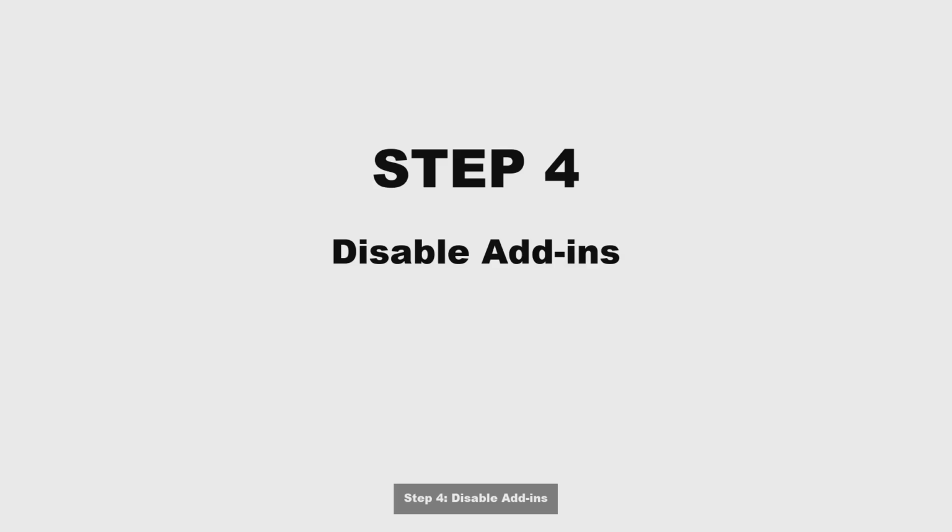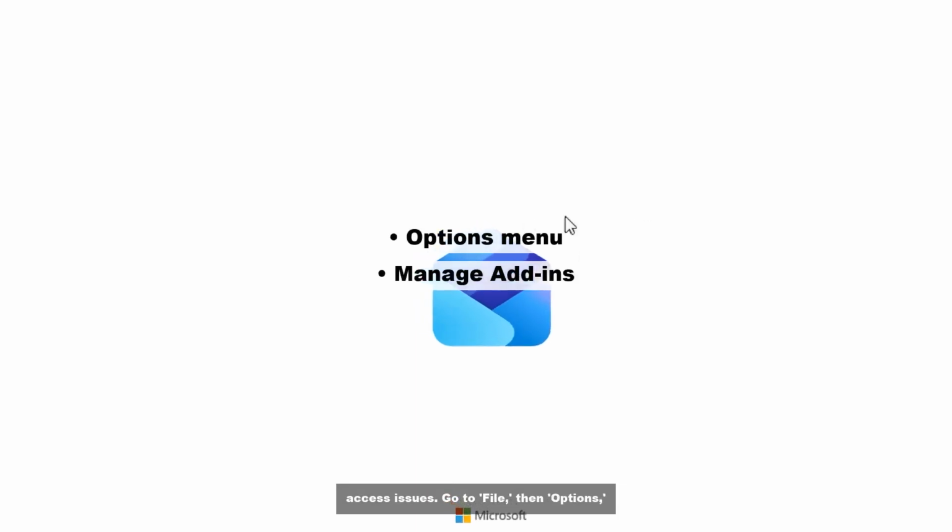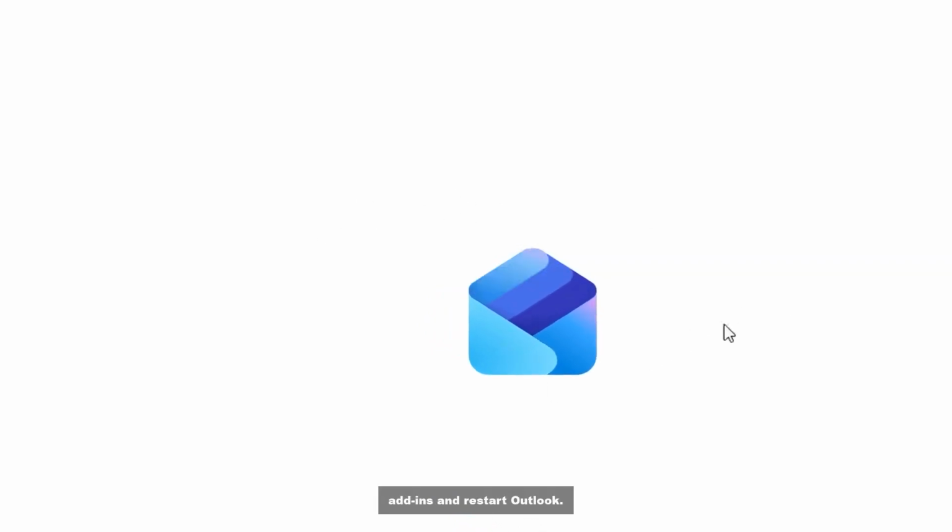Step 4. Disable add-ins. Sometimes, third-party add-ins can cause access issues. Go to File, then Options, and select Add-ins. Disable any unnecessary add-ins and restart Outlook.